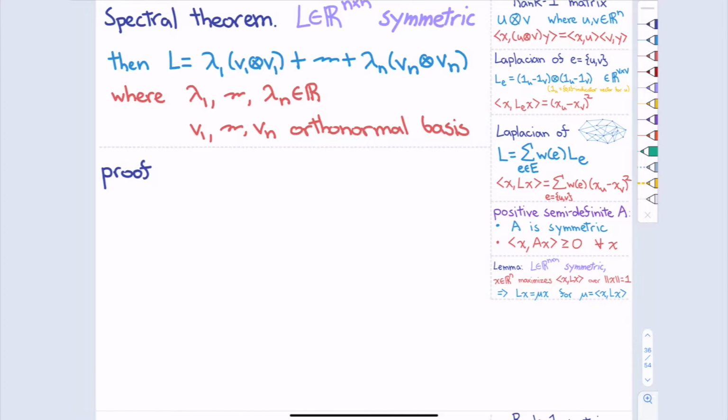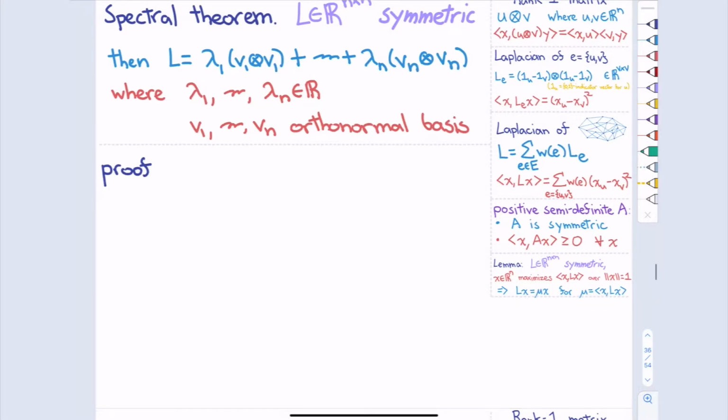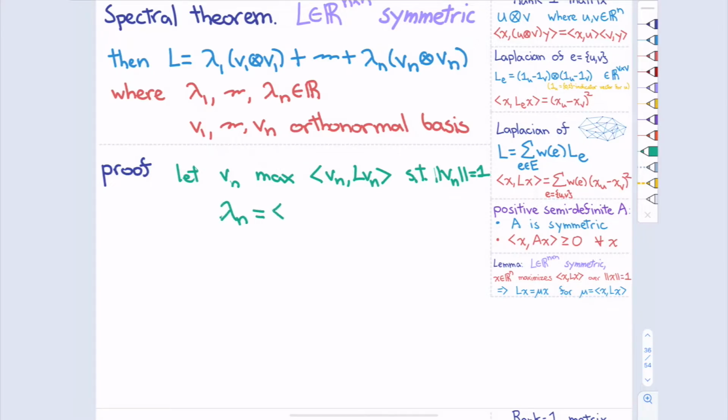Good. Okay, let's try to follow your instructions exactly. So I'm going to actually do it from lambda n, but it doesn't really matter too much. So let Vn maximize Vn transpose L Vn subject to Vn having unit length, right? And I'm going to let lambda n be the corresponding maximum value. So that makes sense. That's how we'll actually get our nth one.